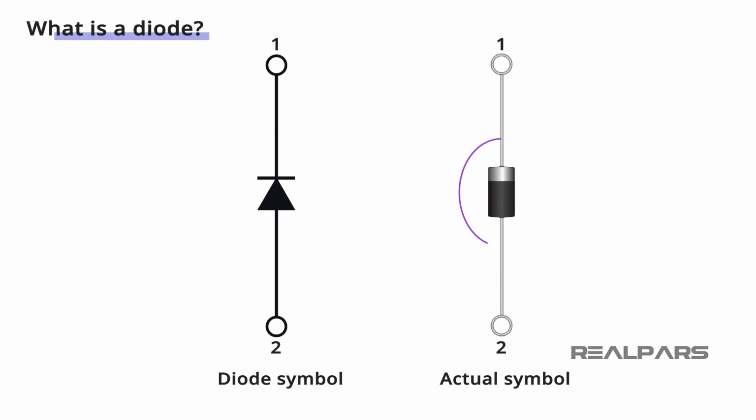An actual diode looks something like this. Again, as you see, we have this little line here again. This is a simple indicator to let you know that current will be blocked if it flows from point 1 to point 2. But if it flows from point 2 to point 1, the diode will let the current pass.